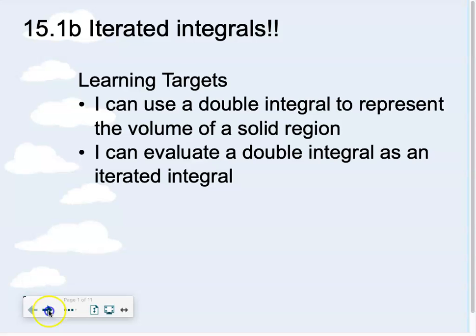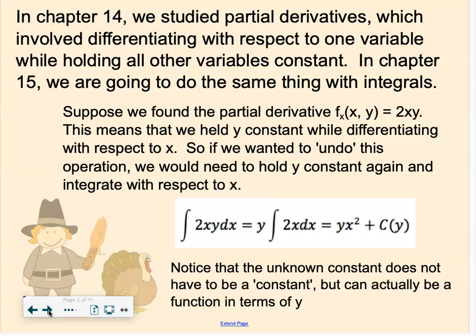So here we go. All right, in chapter 14, notice I have my Thanksgiving slides out. So in chapter 14, we studied, this is happy turkey, we studied partial derivatives, which involve differentiating with respect to one variable while holding all the other variables constant. Chapter 15, we're going to do the same thing backwards, right?